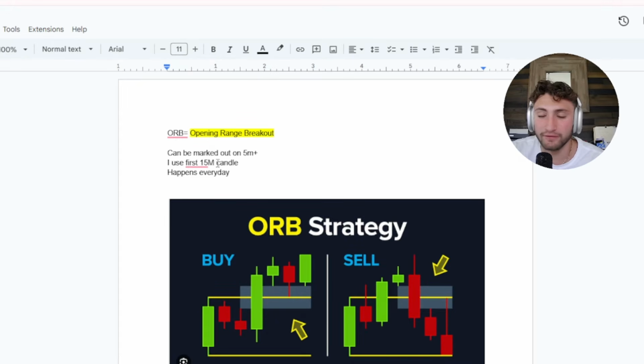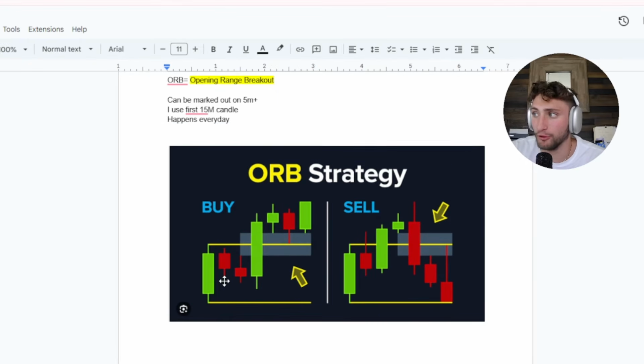I use the first 15-minute candle. So I let that first 15-minute candle print. I come to the charts on 9:45 and I mark out my opening range breakout. And the good thing about this is it happens every single day. You just have to still be a smart trader about when you're going to choose to trade it or not.